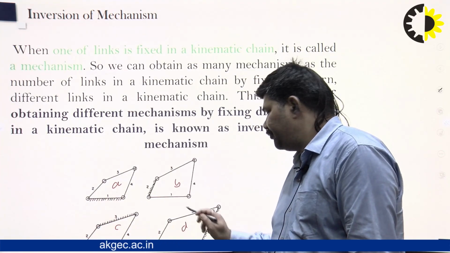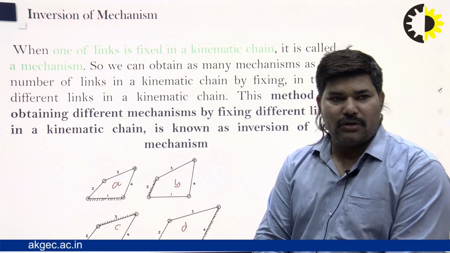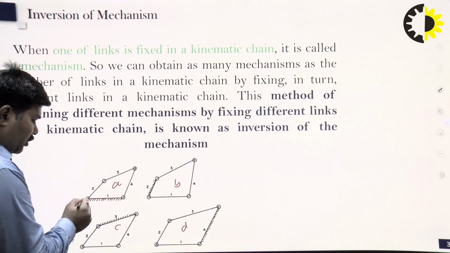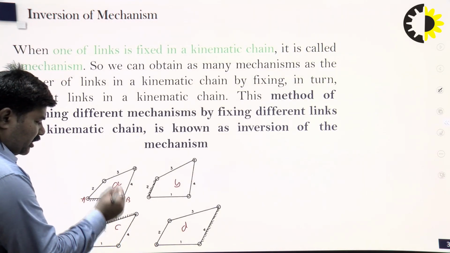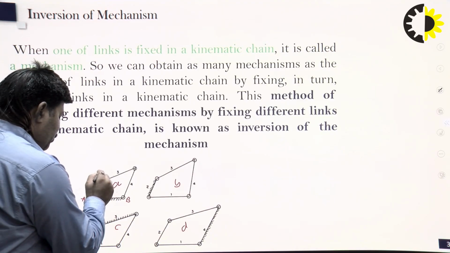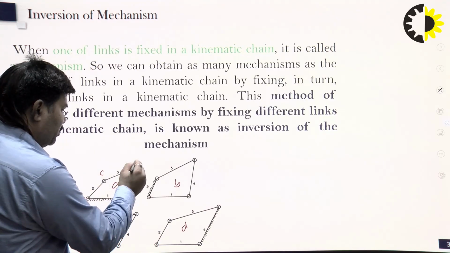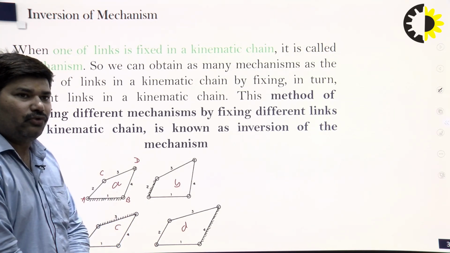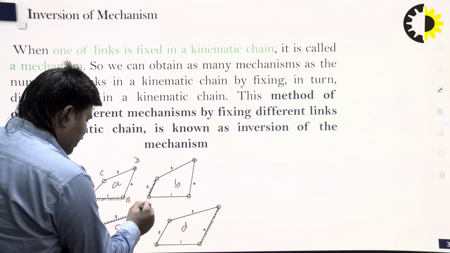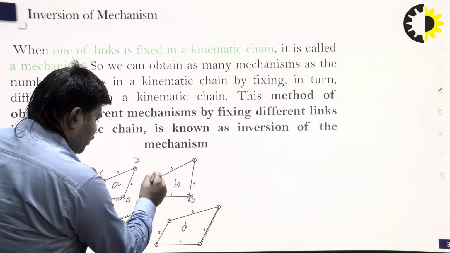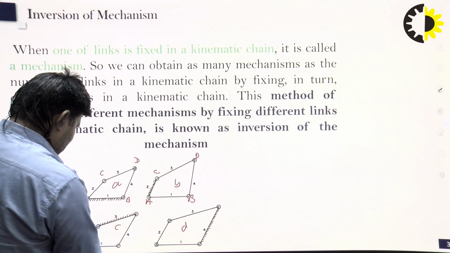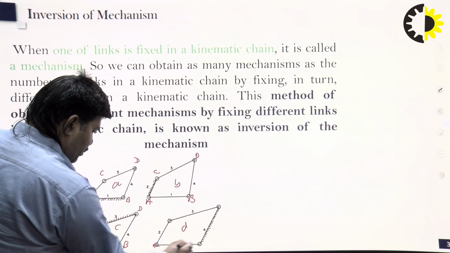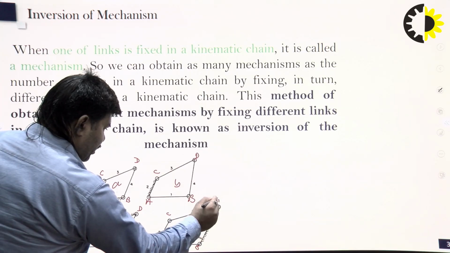There are 4 figures, right? In these figures we have four links. A to B is link number 1, A to C is link number 2, C to D is link number 3, and D to B is link number 4. So there are a total of 4 links here. I have marked A, B, C and D in all the figures.